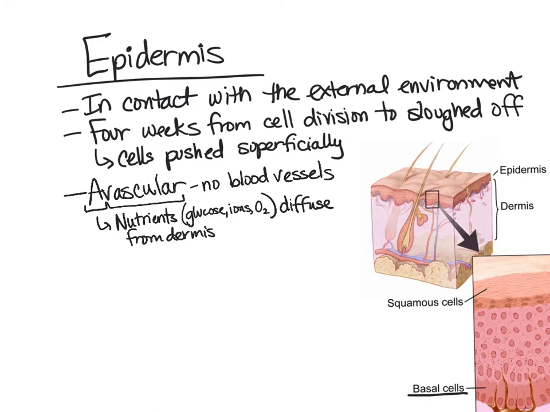So this means that we do have blood flow in the dermis region here, and that blood flow is going to move all of the nutrients more superficially and into the cells of the epidermis. That's important because there are no blood vessels in the epidermis itself. So we actually do have some blood vessels that are very, very close to the epidermis.